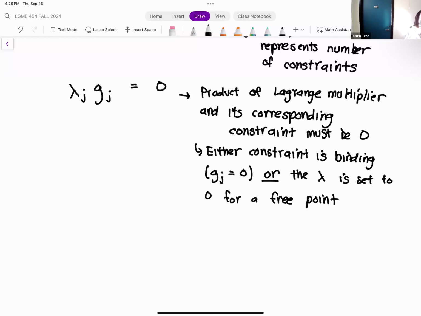So that's kind of the two ways that quantity can equal 0. Either the constraint is satisfied in the equality form, or we manually set the Lagrange multiplier equal to 0, one way or the other.